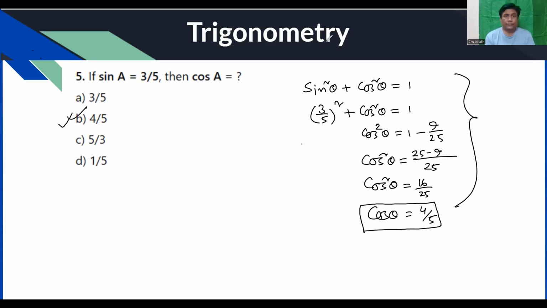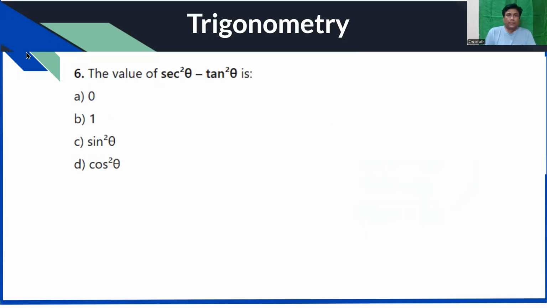Can I move to the next question? The value of sec square theta minus tan square theta is, can you find it out of the four? 0, 1, sin square theta, cos square theta.